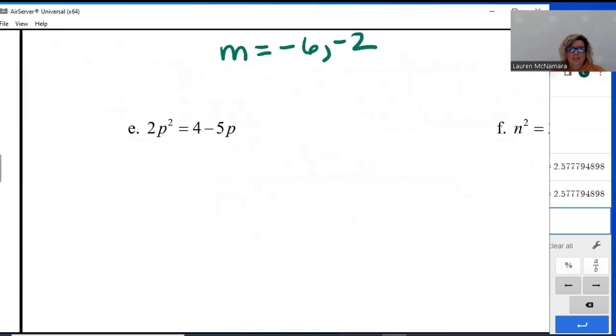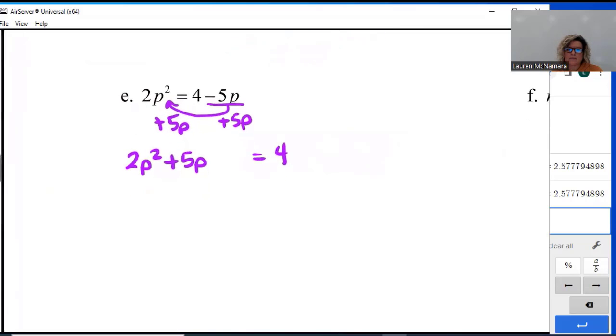All right, let's look at E. I'm not going to lie, E is not an easy one. First thing I want to do is move that 5P over to the other side. So I know I'm going to do 5 plus 5P on both sides. So now I have 2P squared plus 5P equals 4.